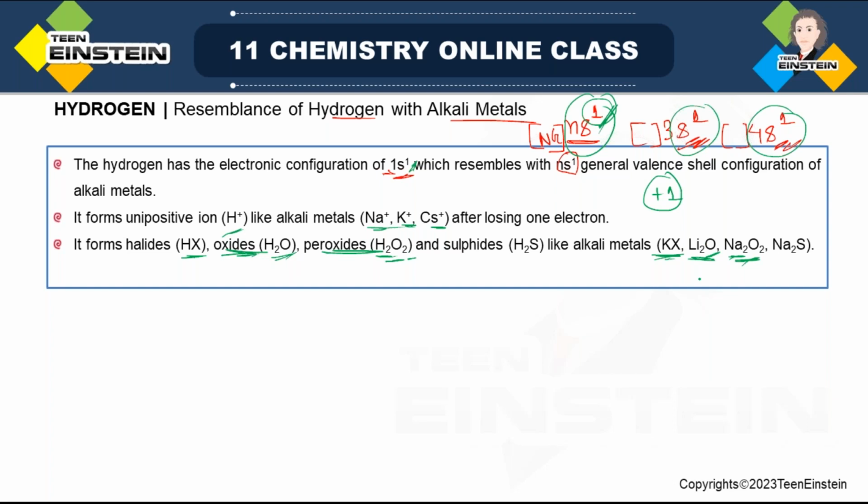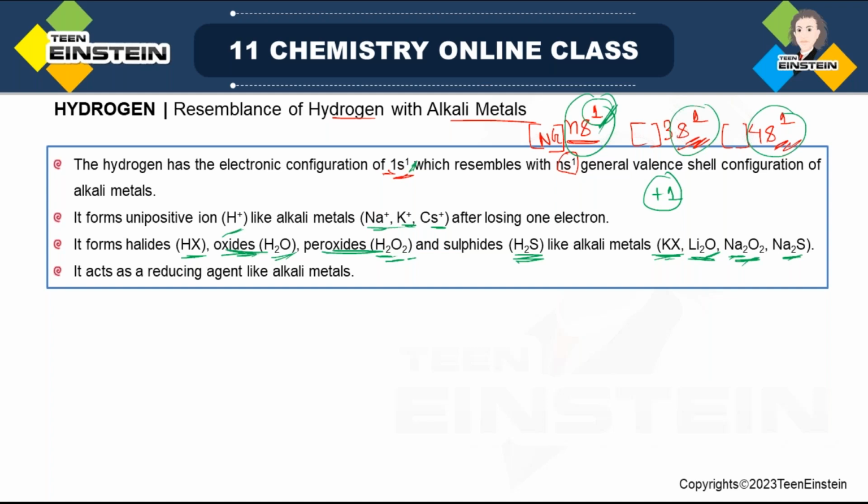Then if you consider sulfide, it is the same type of formula as H2O, only in place of oxygen we have sulfur, so the formula is H2S. Similarly, you can get a similar compound from sodium: the formula is 2 sodium, 1 sulfur, and in H2S it is 2 hydrogen, 1 sulfur. So there is similarity in the formula. Hydrogen also acts as a reducing agent, just like alkali metals. So these are some of the properties that you can find similar for hydrogen as well as alkali metals.